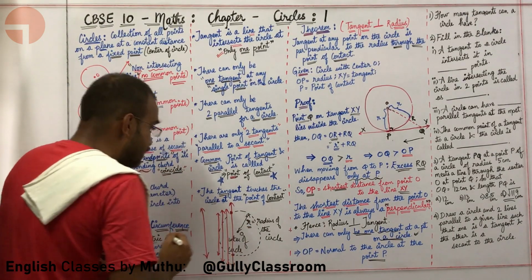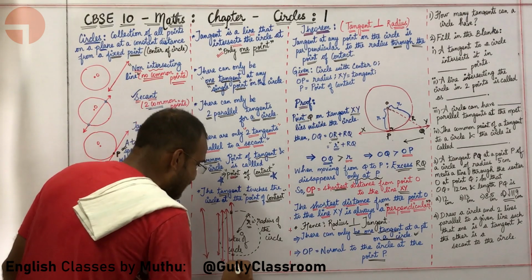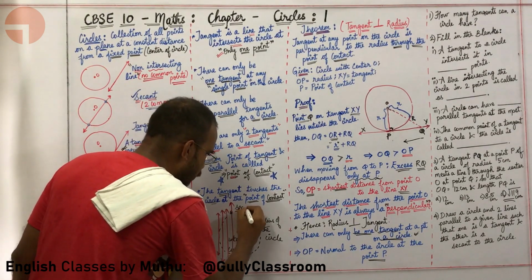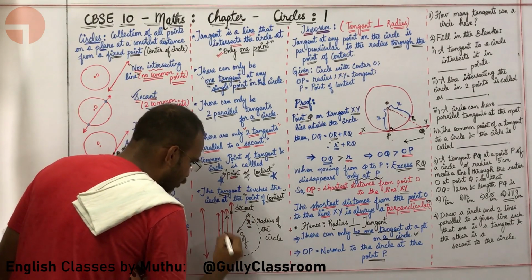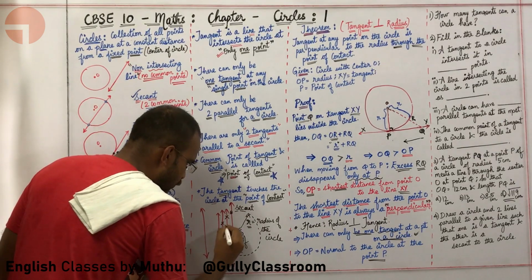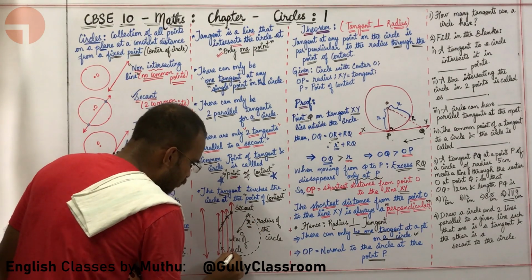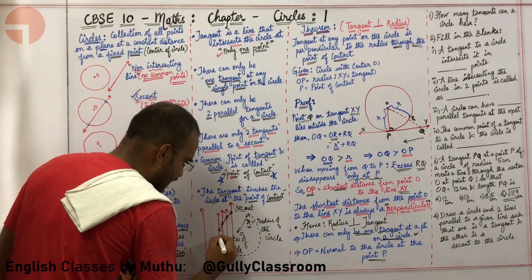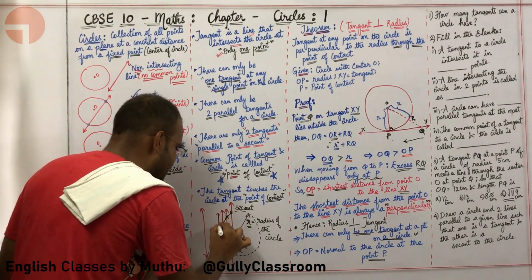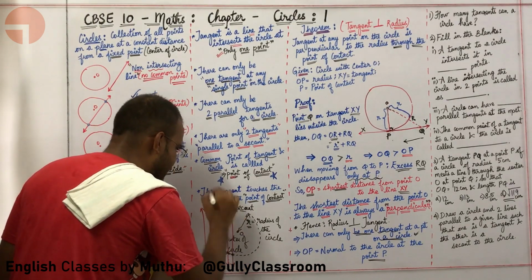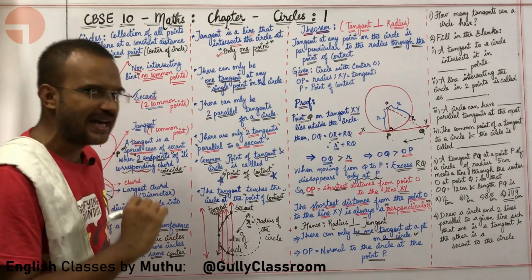What is happening? The 2 points where the secant is cutting the circle are slowly getting closer to each other, slowly moving and coming closer to each other, and right at the end of the circle, the line is cutting the circle only at 1 point, and this particular line which cuts the circle only at 1 point is called a tangent.